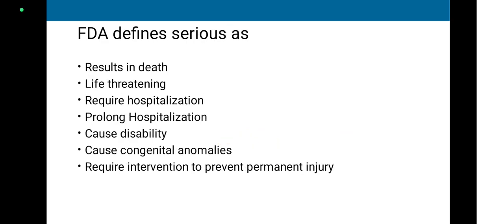And what is this seriousness as defined by FDA? FDA defines serious criteria as those which result in the death of the patient or which may cause life-threatening conditions, which require patient's hospitalization, or if the patient is already hospitalized, those that cause prolongation of hospitalization or cause disability, congenital anomalies, and which require any kind of intervention to prevent permanent injury.